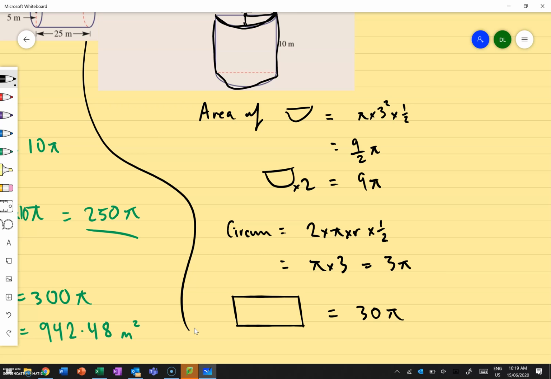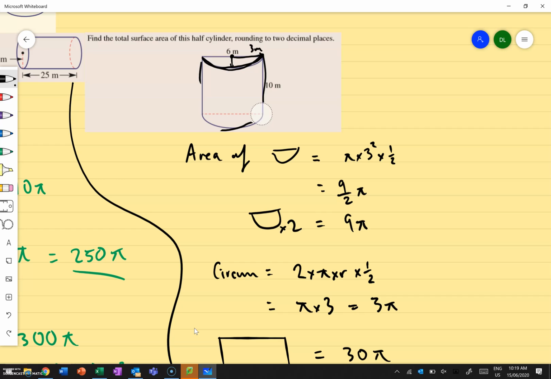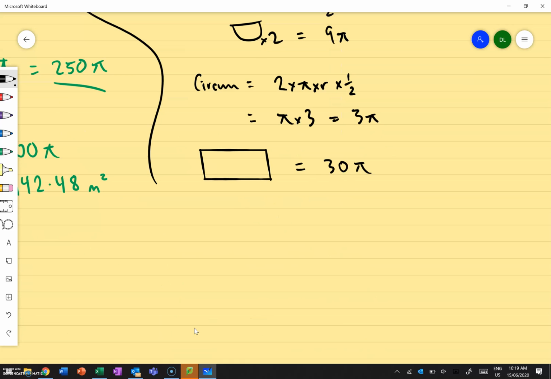The last thing is that we do need to remember that there is a section in the back, a flat surface in the back that we need to take care of. So what's the area of that section there? 60. It's just 6 times 10. So this is the back, and it's 6 times 10, which gives me 60.